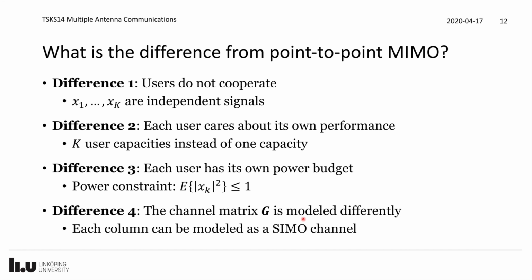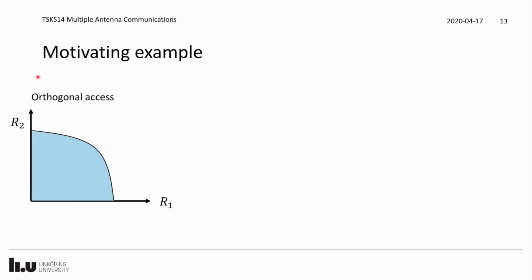And that gives us a bigger chance that the channel matrix G has good properties, such as a high rank, and that gives us the possibility of communicating more data over this type of multi-user MIMO channel than in the corresponding point-to-point MIMO channel. The rest of this course is going to focus on multi-user MIMO, so let me explain the motivation behind this.